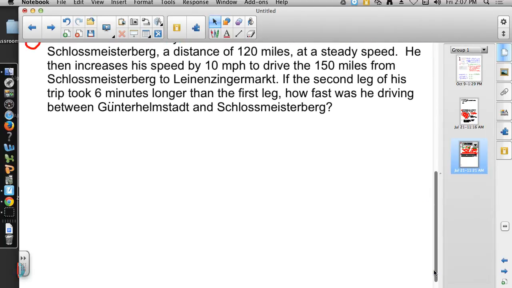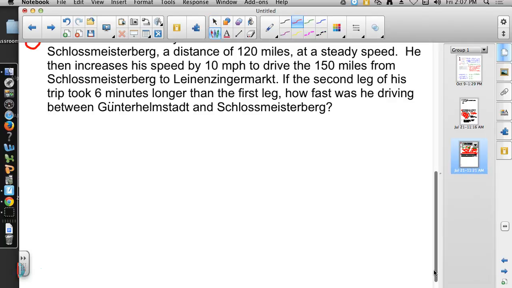And the next problem is, a salesman in Germany drives from a town I'm not even going to try to pronounce, to someplace else I'm not going to try to pronounce, a distance of 120 miles at a steady speed. He then increases his speed by 10 miles per hour to drive the 150 miles from those two towns again, different towns. If the second leg of his trip took 6 minutes longer than the first leg, how fast was he driving between the town that starts with a G and the town that starts with an S?